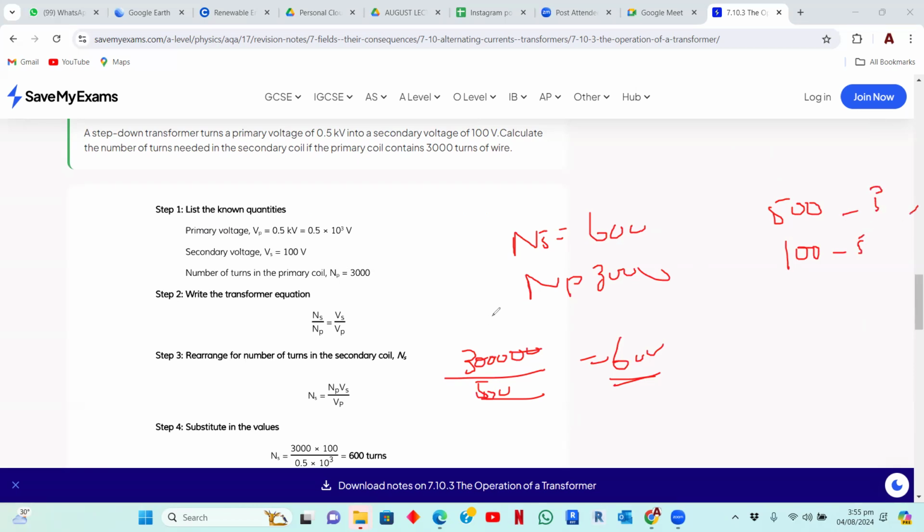So I hope this is pretty much clear now. Just this formula is going to help you with a lot of the questions. Keep in mind the ratios. Keep in mind what a step-down transformer does and what a step-up transformer does. It is going to make these concepts a lot easier to understand.